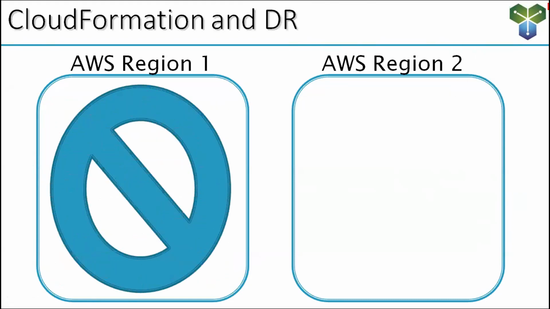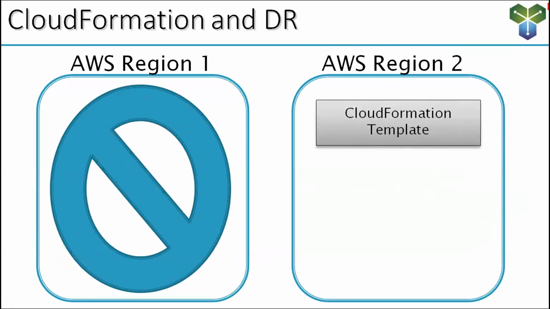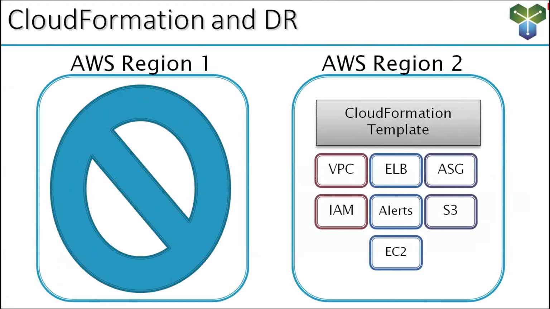So anyways, let's say AWS region 1 goes down. Well, now I can just execute my CloudFormation template, have it roll out VPCs, load balancers, auto scaling groups, set up alerts in CloudWatch, set up S3 buckets, set up EC2 instances, launch them based on AMIs. It can do all of that stuff in a scripted, automated fashion for me. And that's going to bring my RTO down, right?